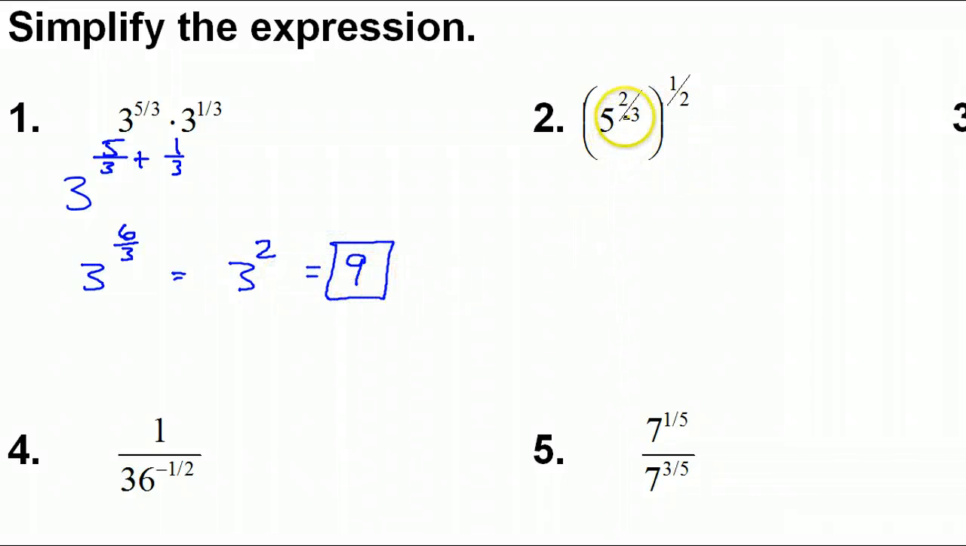Number 2, here we have a power raised to a power, and that's when we multiply. So this is going to be 5. Now 2 times 1 is 2. 3 times 2 is 6. So this is 5 to the 2 over 6 power. Of course, we'll go ahead and reduce this. All right, 2 over 6 reduces down to 1 over 3.